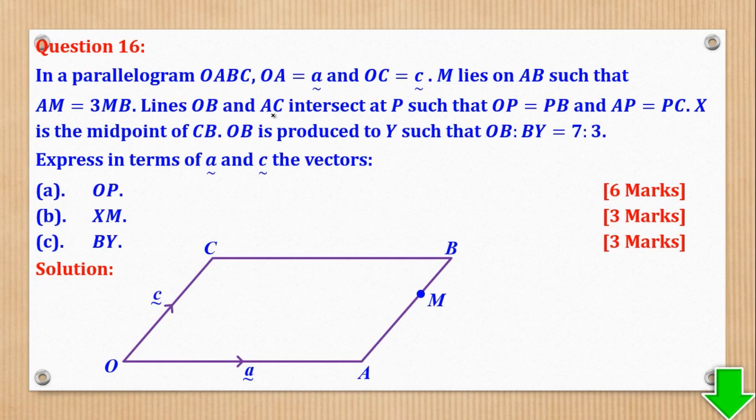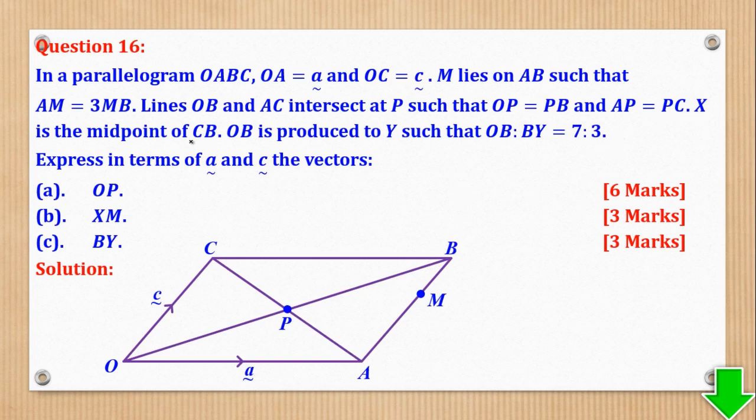Line OB and AC intersect at P. So we shall use a ruler and draw those lines, AB, then AC, they intersect at P. OP is equal to PB, meaning this is the midpoint. And AP is equal to PC, a midpoint also.